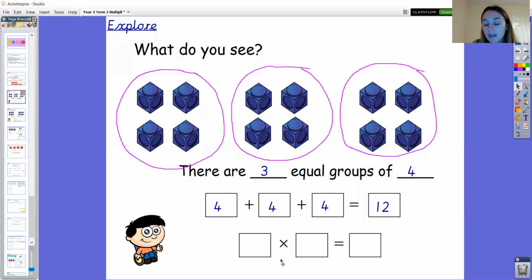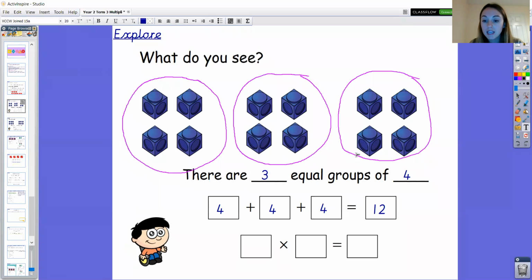Okay, so thinking about how we can now represent this in multiplication, we're thinking about how many lots there are. So the multiplication symbol is representing the words lots of. Should we say that together? Lots of. Well done. So I'm going to help you a little bit here, first of all, and model my thinking to you. So there are 3 equal groups of 4. So this means that there are 3 lots, because there are 3 equal groups. So there are 3 lots of... What do you think, Year 2? Well done. There are 3 lots of 4.